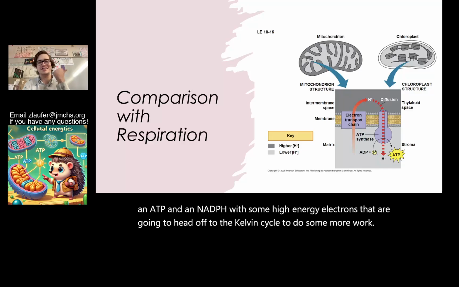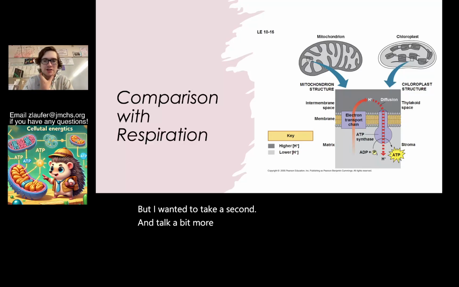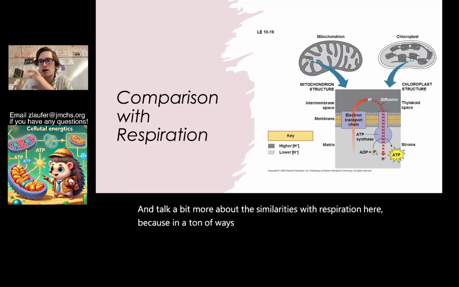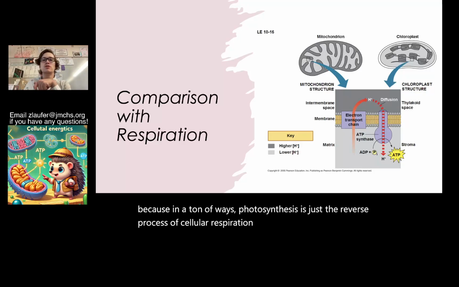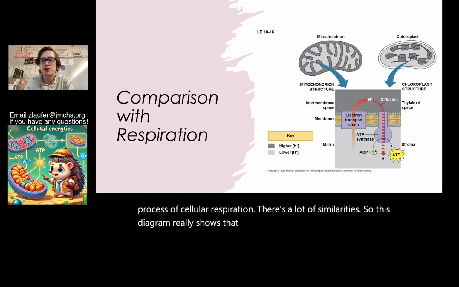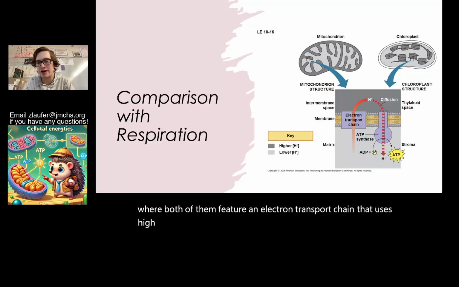But I wanted to take a second and talk a bit more about the similarities with respiration here, because in a ton of ways, photosynthesis is just the reverse process of cellular respiration. There's a lot of similarities. So this diagram really shows that main one that we just kind of covered, where both of them feature an electron transport chain that uses high energy electrons to pump hydrogen ions against their concentration gradient.